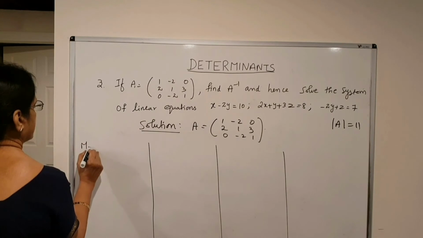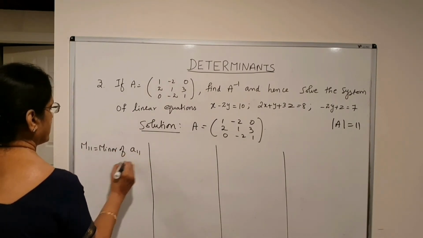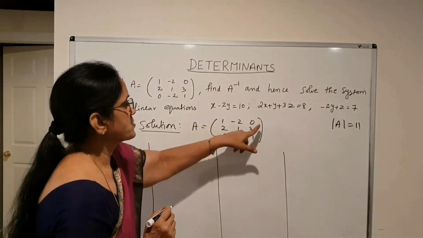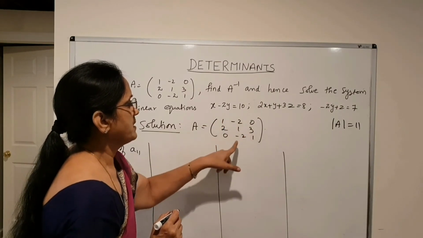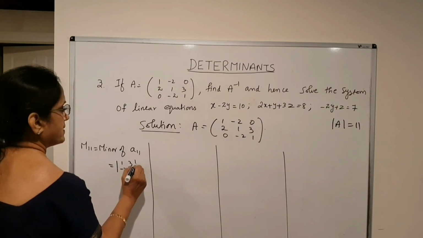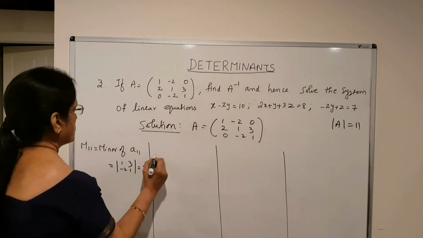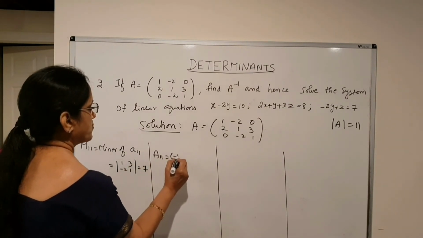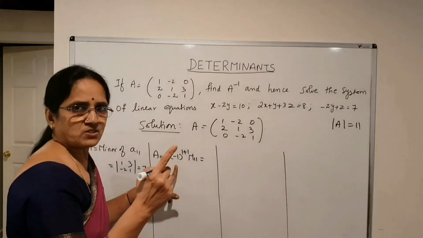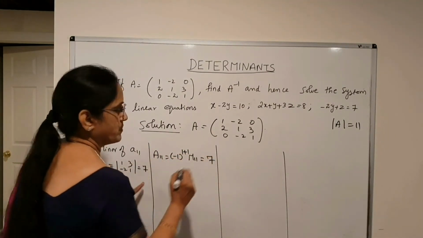M11, minor of A11, which is equal to, A11 is the element 1 over here. So leaving the first row and first column, I have 1, 3, minus 2, 1. So determinant 1, 3, minus 2, 1. Which will be 1 plus 6, 7. So corresponding cofactor will be minus 1 to the power 1 plus 1 into M11. Minus 1 to the power 2, that is minus 1, the whole square is 1. M11 is 7. So A11 is going to be 7.